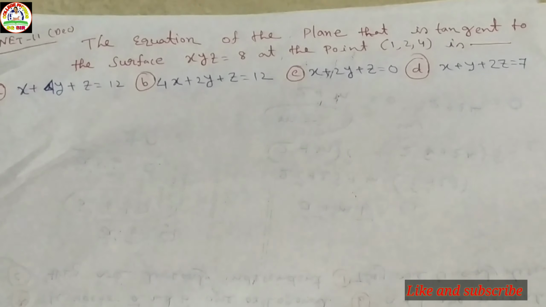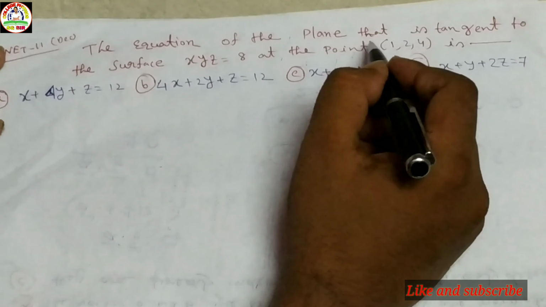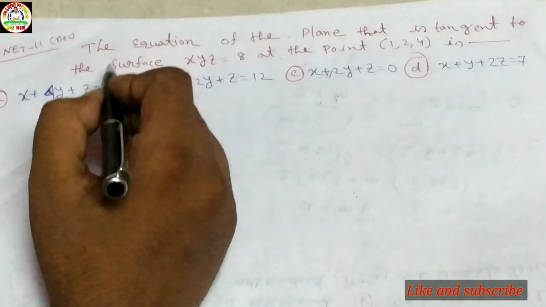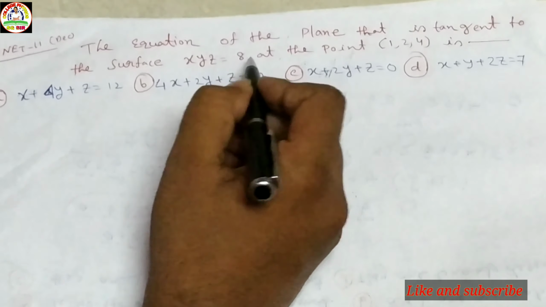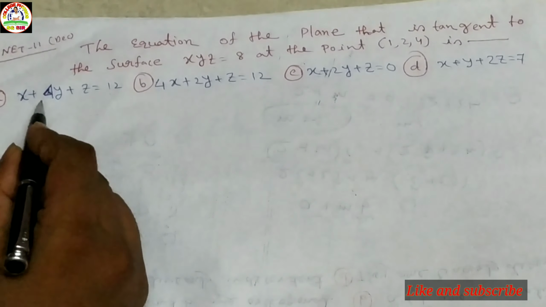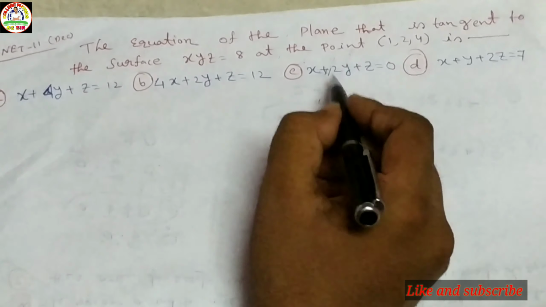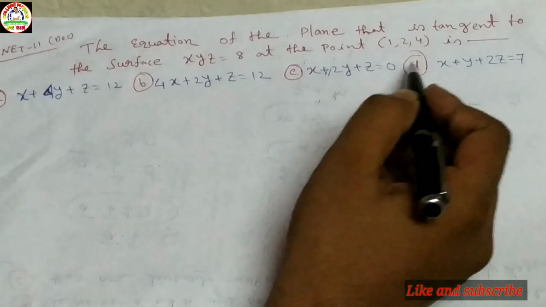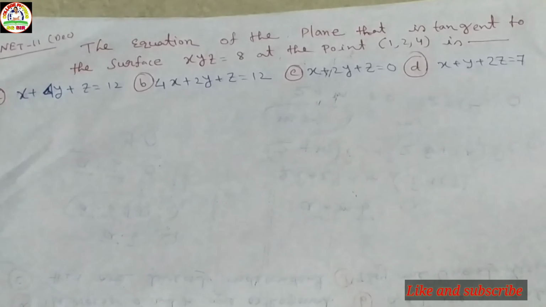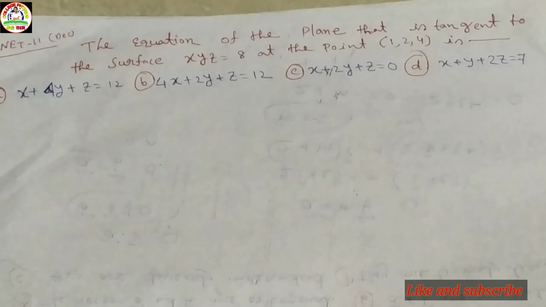Now we calculate a very important problem from NET 2011. The problem is: given the equation of the plane that is tangent to the surface xyz equal to 8 at the point 1, 2, 4, is x plus 4y plus z is equal to 12, 4x plus 2y plus z is equal to 12, x plus 2y plus z is equal to 0, x plus y plus 2z is equal to 7. So we calculate the equation of the plane.